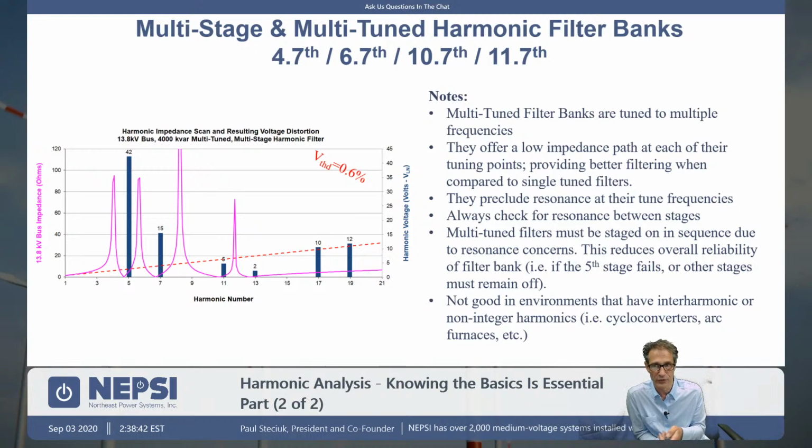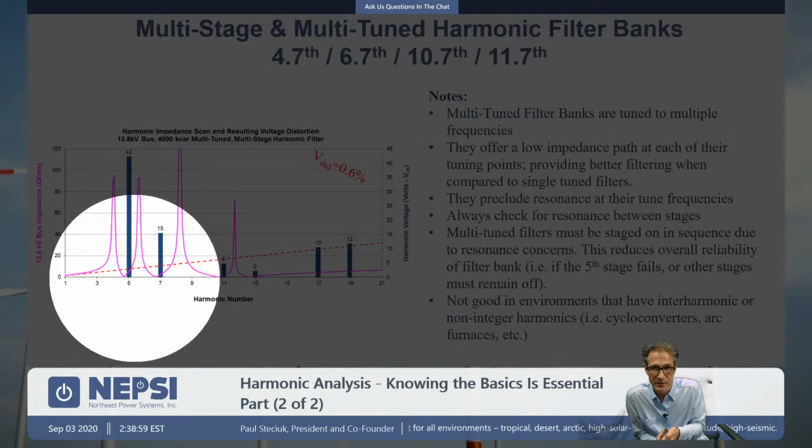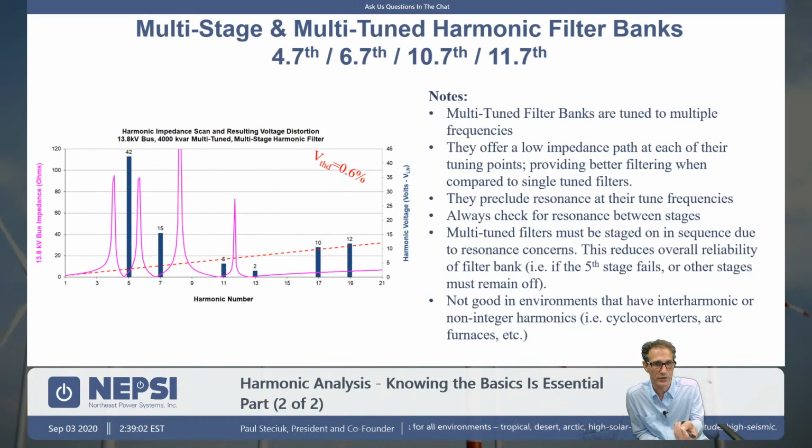So multi-tune filters tend to be less reliable because of this issue. If I blow a fuse, say, or operate a fuse on the 5th harmonic filter, or the filter reactor fails, or I have an overload condition on that, and we trip it offline, the seventh filter may result in a fifth resonance, and the result would be a very high impedance times the fifth harmonic current that exists on the system. I would have a very high THD, and the whole system would trip on high voltage distortion.